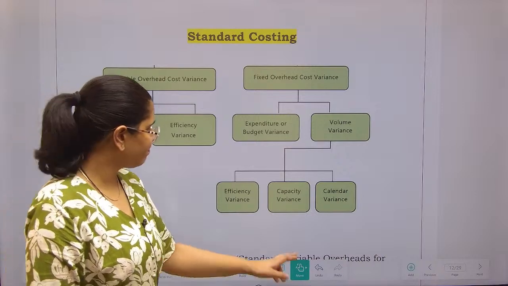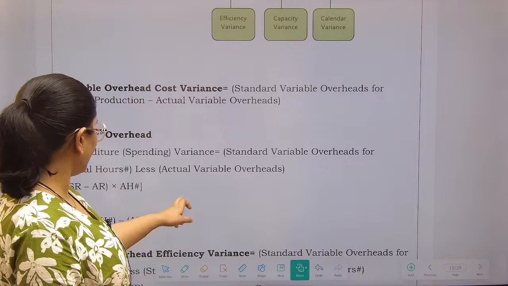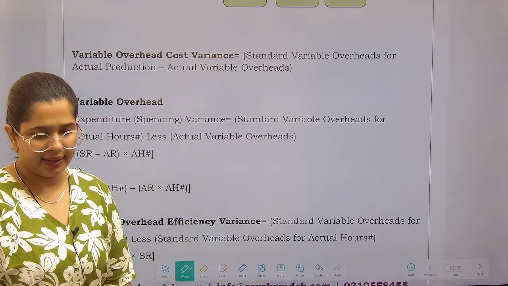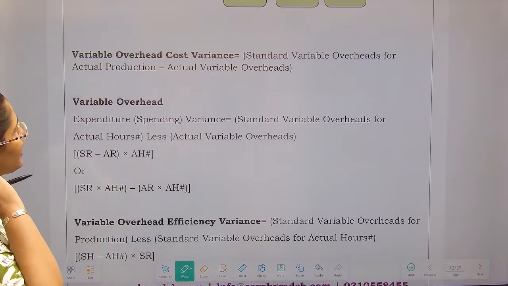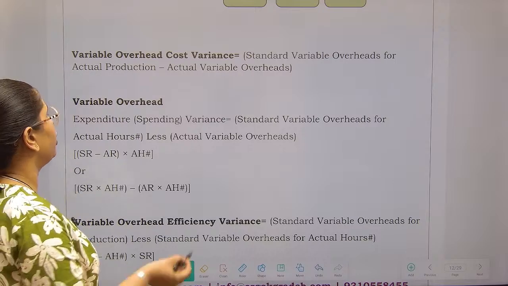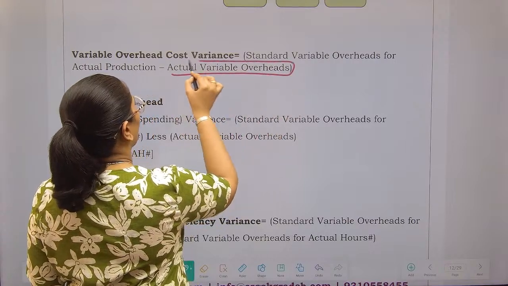So चलिए question से ही या तो discuss कर लेते हैं. एक question कर लेंगे anyways, तब तक formulas देख लेते हैं and then we'll do just one question of it. So variable overhead cost variances कैसे आप calculate करेंगे? So basically you have to find out the standard variable overhead for actual production and actual variable overhead.